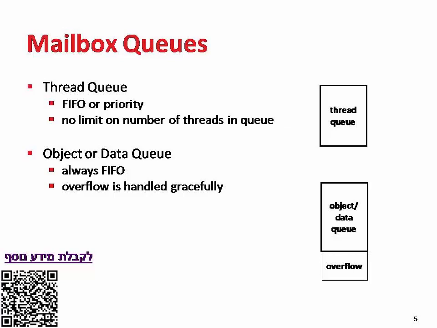The thread queue can be FIFO or arranged in order of thread priority, with better priority threads toward the head of the queue. The data queue, for a data mailbox, or object queue, for an object mailbox, contains information that is waiting to be received from the mailbox. This queue is always FIFO, so messages or objects will be retrieved from the mailbox in the same order in which they were sent. An initial data or object queue is created when the mailbox is created.